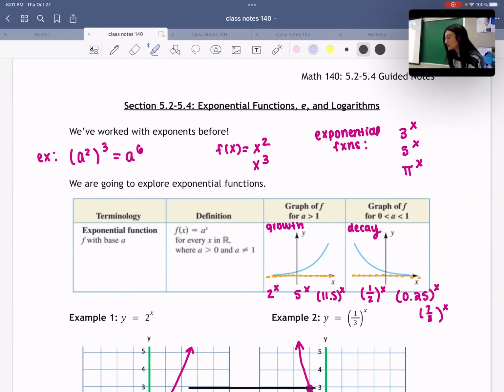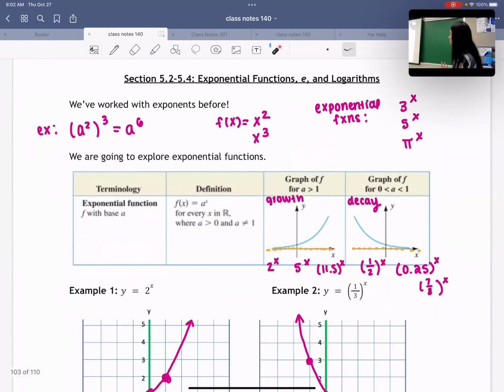In this section, I introduced the idea of an exponential function. Exponential functions are functions that have exponents, but they're not like polynomial functions. Remember, x squared and x cubed have exponents, but they're not exponentials because exponential functions have the x in the top. So the power is where the x is, and the base is a constant number. So 3 to the x, 5 to the x, even 1/2 to the x is an exponential function. Now, the graph of an exponential function can look like either exponential growth or exponential decay.